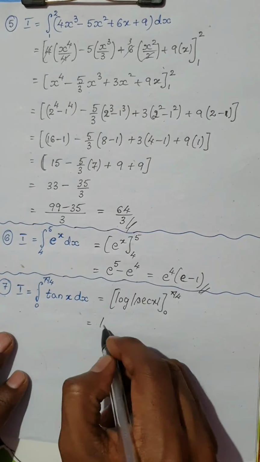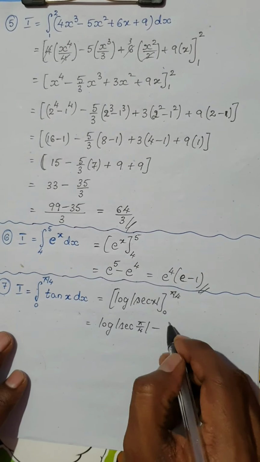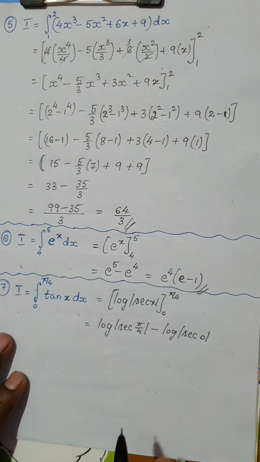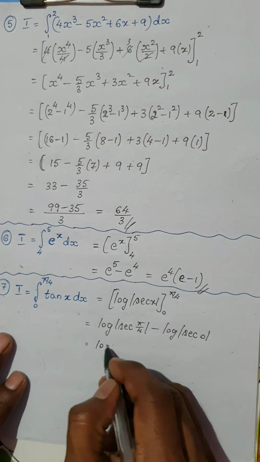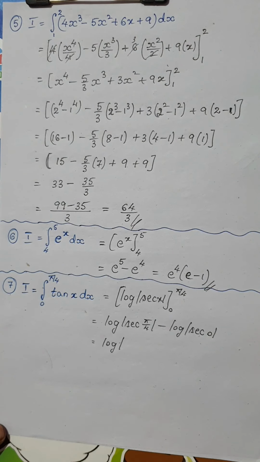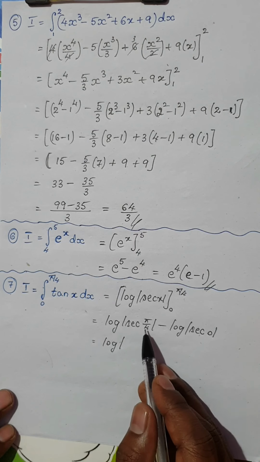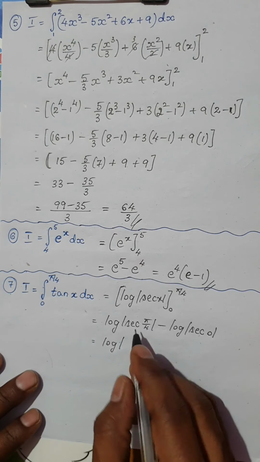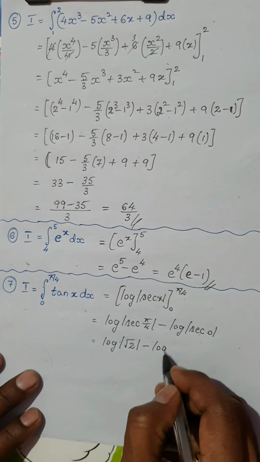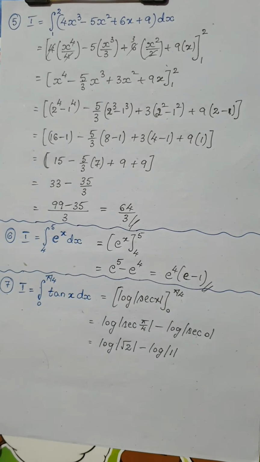So this would be nothing but log of mod secant pi by 4 minus log of mod secant 0. What is secant pi by 4? Think about cos: this is secant 45, which is the reciprocal of cos 45. Cos 45 is 1 by root 2, so secant 45 is root 2. Now secant 0: cos 0 is 1, so secant 0 will also be 1.